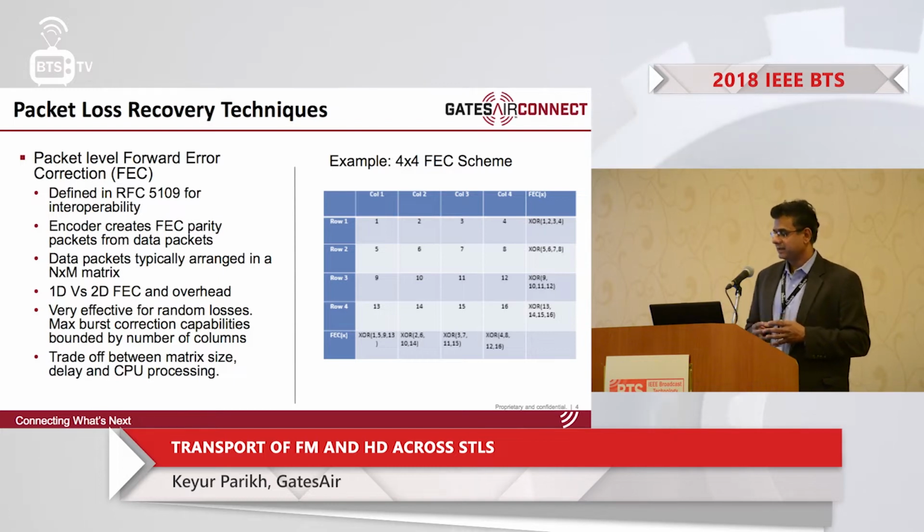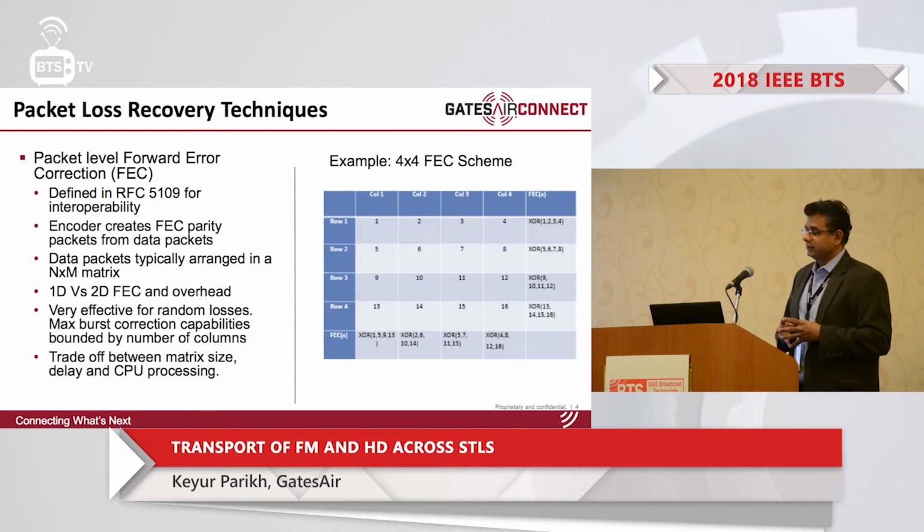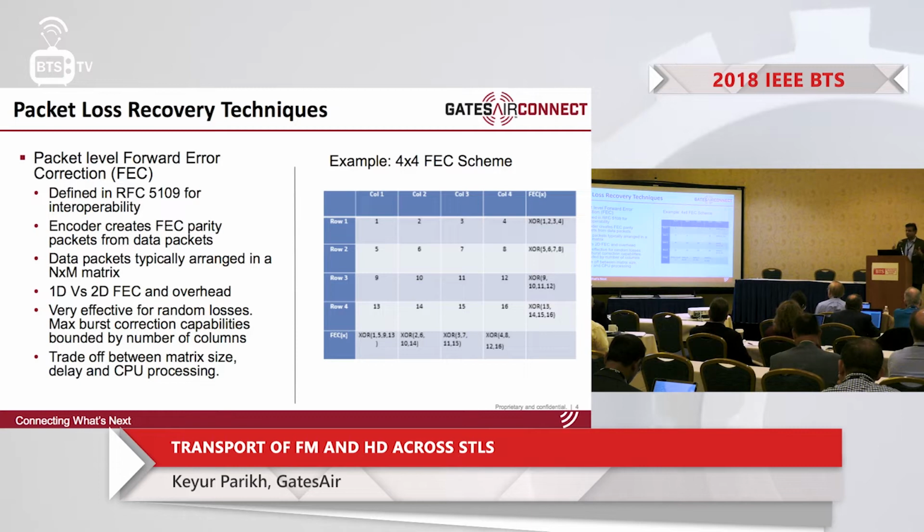An example of one of the FEC schemes that we support is shown here on the right. We support several matrices. 4 by 4 is our most popular. And we have a concept of a one-dimensional FEC scheme and a two-dimensional FEC scheme. So with the one-dimensional FEC scheme, the parity packets are created for each column. So essentially XORing each column of data packets, and you create 4 parity packets for every 16 data packets. So there's 25% bandwidth overhead.